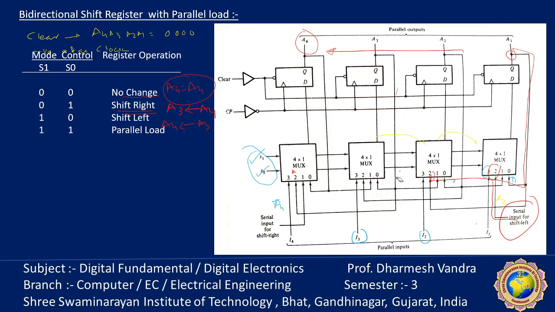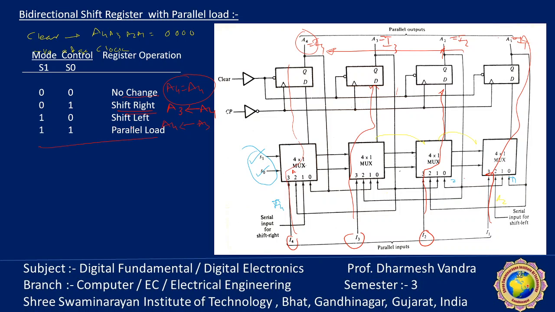Parallel load means whatever the input value is, it is transferred directly from the input I1 to here. So A1 will become I1. I2 is the second, so it is selected, and given to D, so A2 will become I2. I3 is passed to the MUX and given into the D, so A3 will become I3, and this goes into A4, so it will become I4. So there are four functions: no change (stable), shift right, shift left, and parallel load.